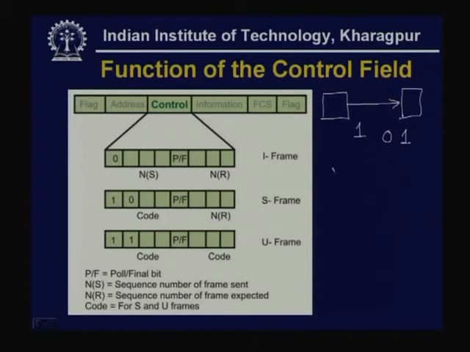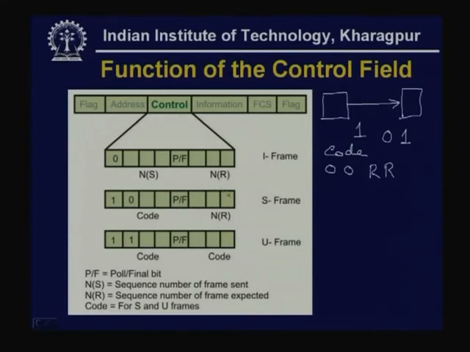For example, when the code is 00, this stands for RR, that means receive ready. Receive ready is essentially whenever the receiver is sending an acknowledgement which is provided as part of NR.